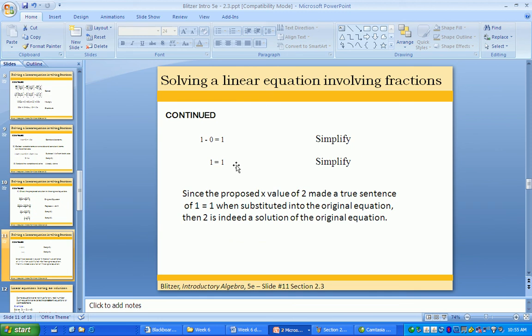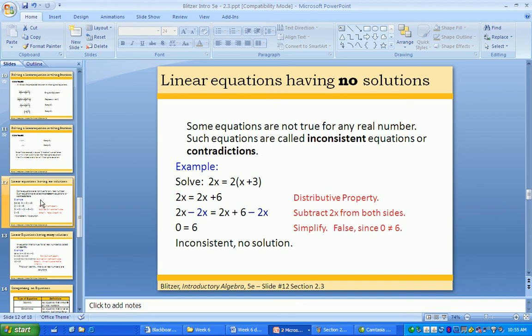Now, sometimes you're going to see instances where linear equations have no solutions, and when we try to solve for our variable x, we're going to get something weird. And here's a good example. Here we have 2x is equal to 2 times (x plus 3). We use the distributive property. We get this. Then we move the variables from one side to the other, so we subtract 2x from both sides. When we subtract 2x from the right, we get 0x. When we subtract 2x from the left side, we get 0.